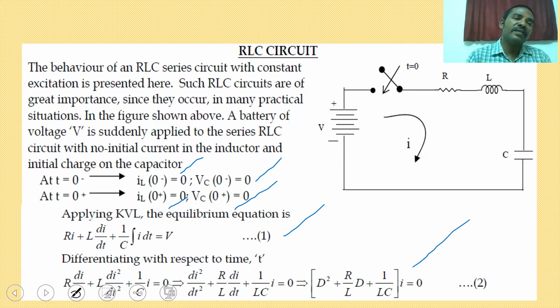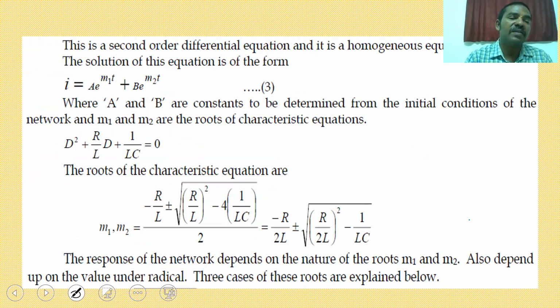To solve the second order differential equation, the basic solution is I is equal to some constant A e power m1 t plus some constant B e power m2 t, where m1 and m2 are the roots of the characteristic equation d square plus R by L d plus 1 by LC, and A and B you can get by applying the initial conditions. So at t is equal to 0 plus, you can get the values of A and B. Are you understanding?